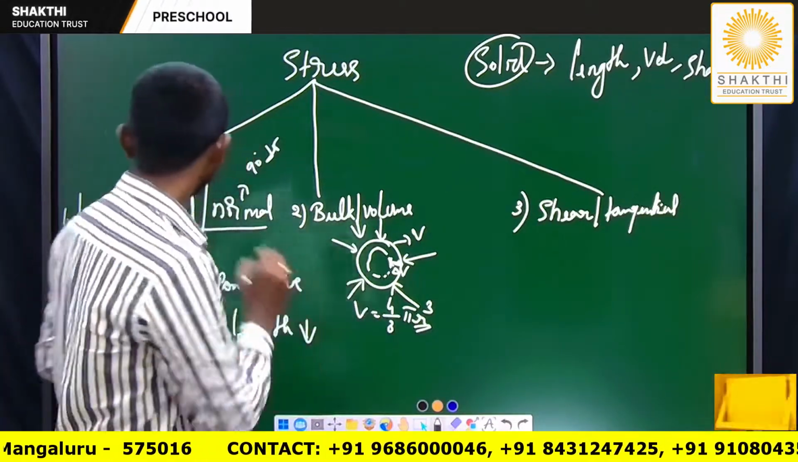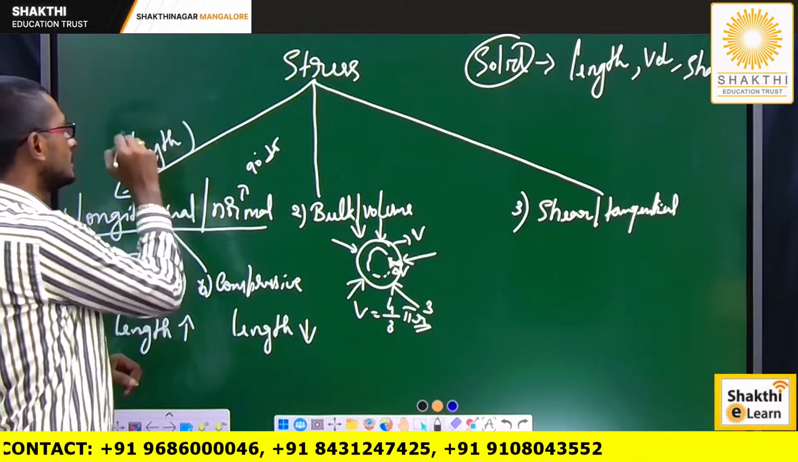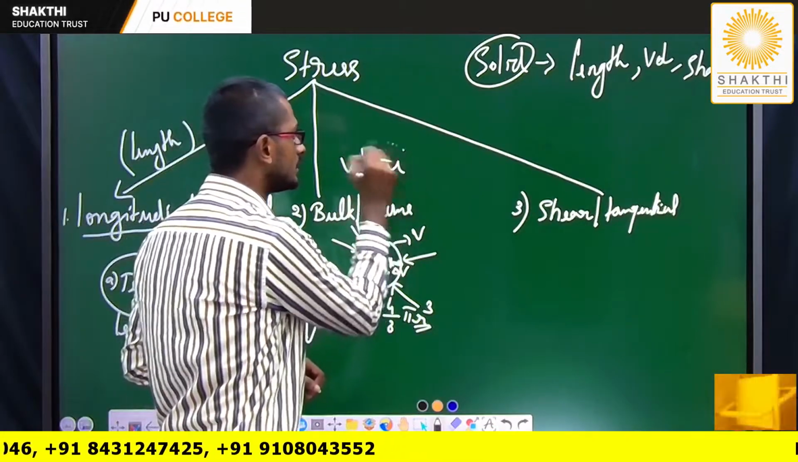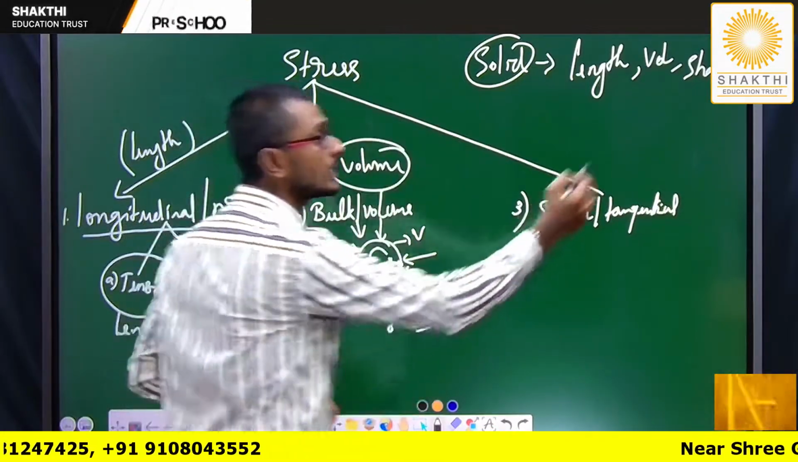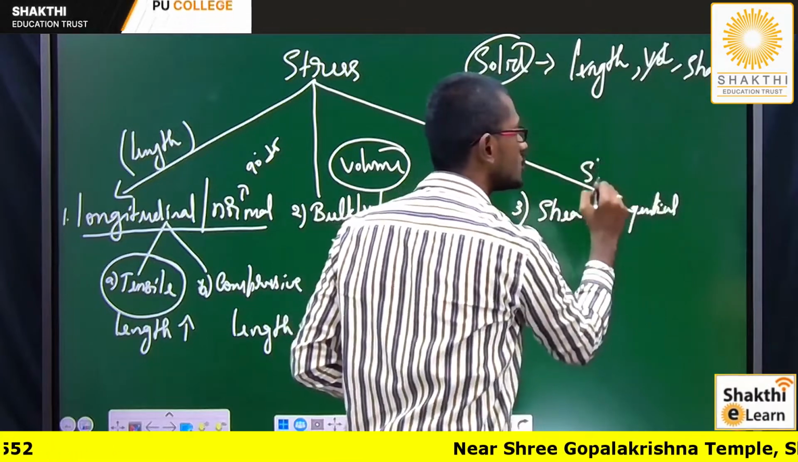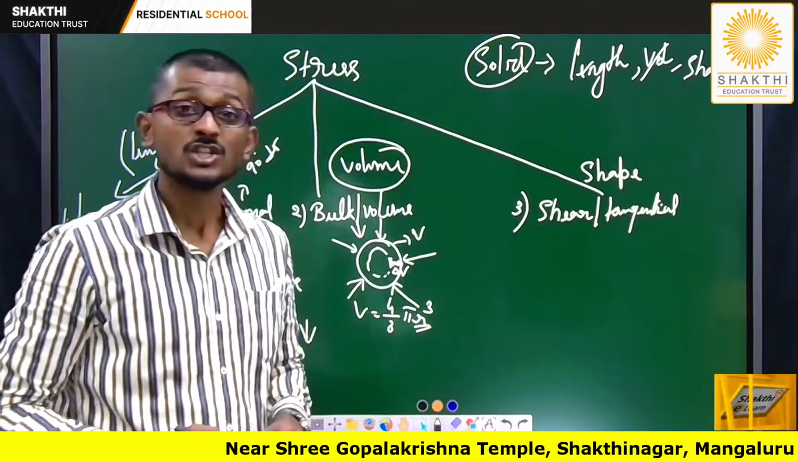Okay? In the first one, the length changes. Longitudinal, the length changes. In the second one, the volume changes. Then what about the third one? Of course, 100%. Length is done, volume is done. Then what remains now? That is shape. If the shape changes, then it's called tangential or the shear stress.